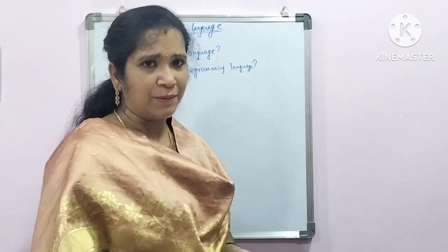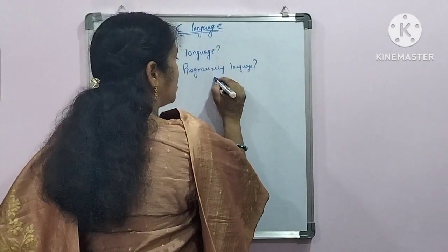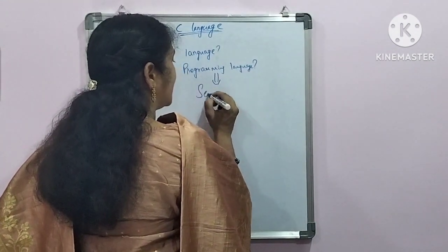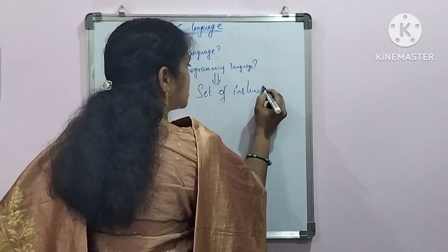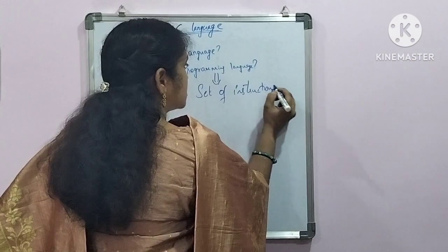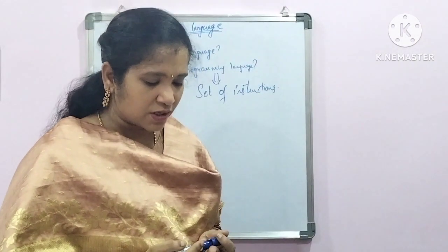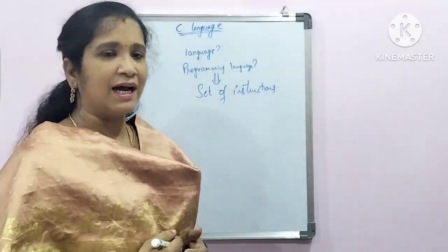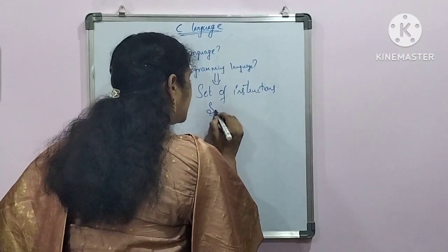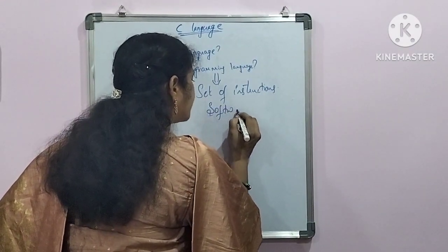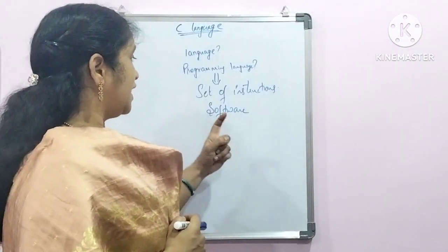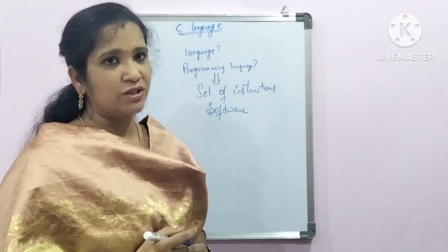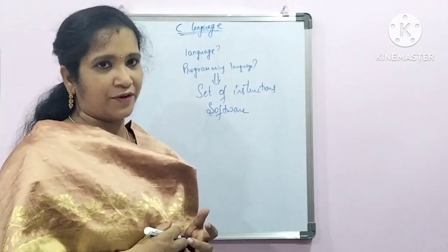So what is a programming language? A programming language is also a set of instructions. Simply, we can say it is a software.